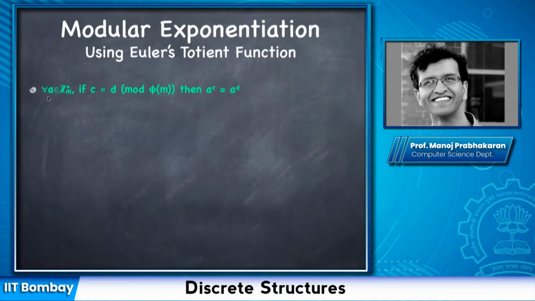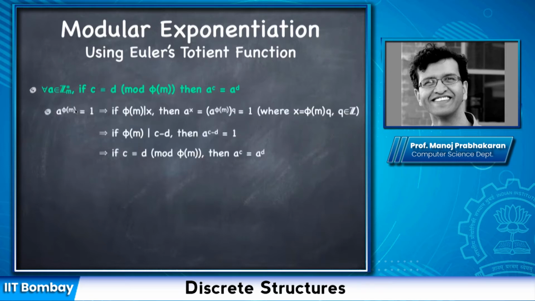Here is a direct consequence of Euler's totient theorem. Take any element a in Zm star and take two exponents c and d. These are integers, but these two integers are congruent to each other modulo phi of m. Then the claim is that a to the c and a to the d are equal. They're the same element in Zm star.